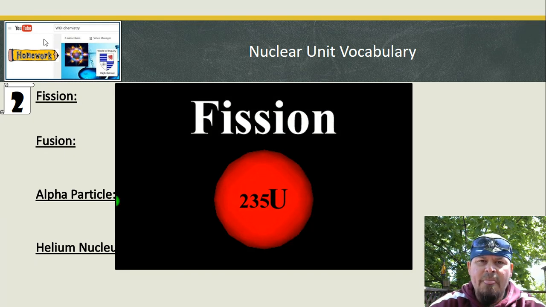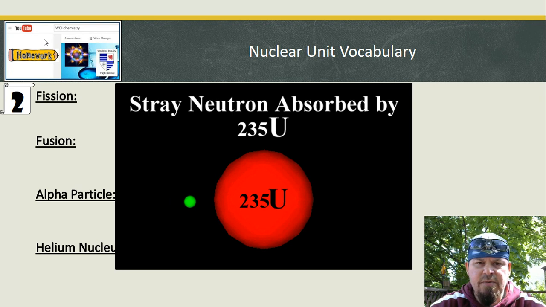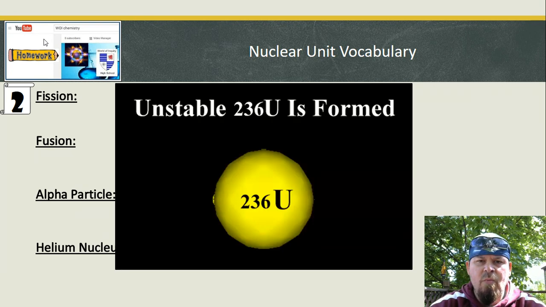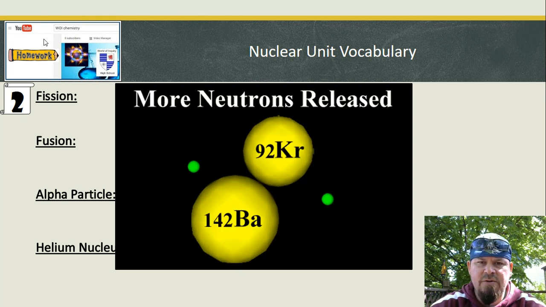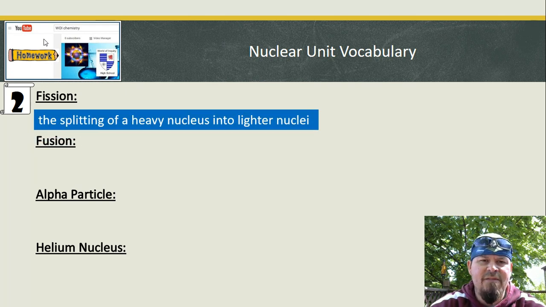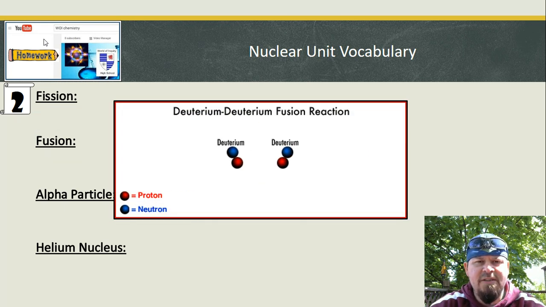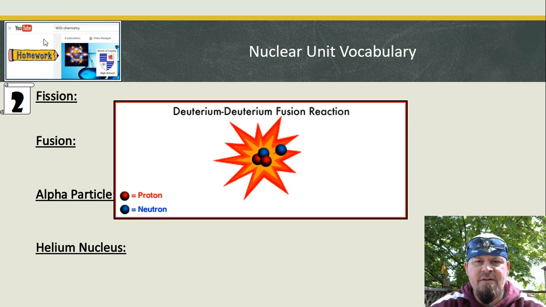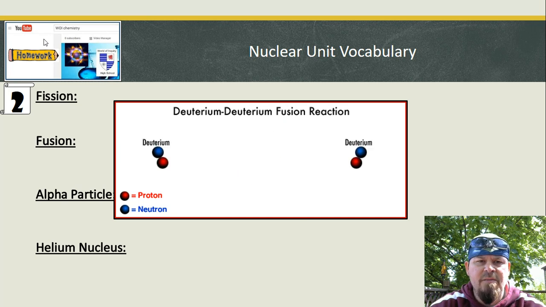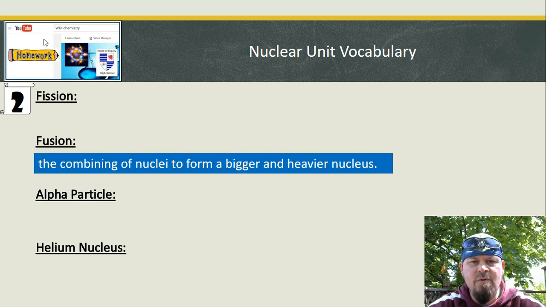Okay, fission. Fission is the cutting. So here I'm going to hit that same uranium-235 with a neutron, and it's going to break it apart. This is fission, and those are my two new elements, and I give off two neutrons. This is the splitting of a heavy nucleus into lighter nuclei. Fusion is just what it sounds like. Put two things together and make a bigger thing. So here's two deuteriums slamming together to make, looks like helium-3. This is the combining of nuclei to form a bigger, heavier nucleus.